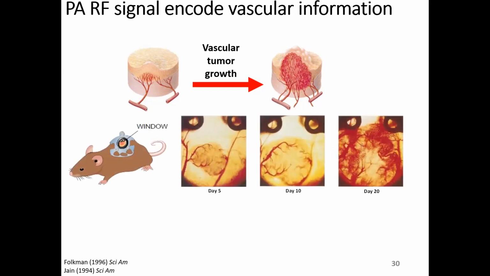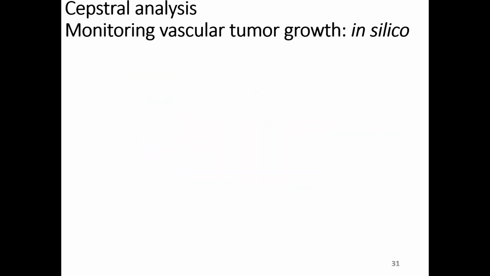So it is well known that as tumors undergo angiogenesis, their vessels become very chaotic, and that differs significantly from the normal counterparts. And our Cepstral analysis approach, which once again relies on the frequency content of our signals, allows us to monitor this vascular growth.